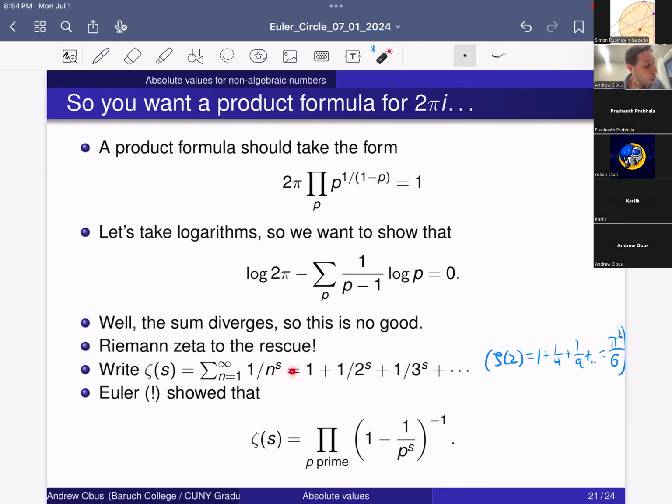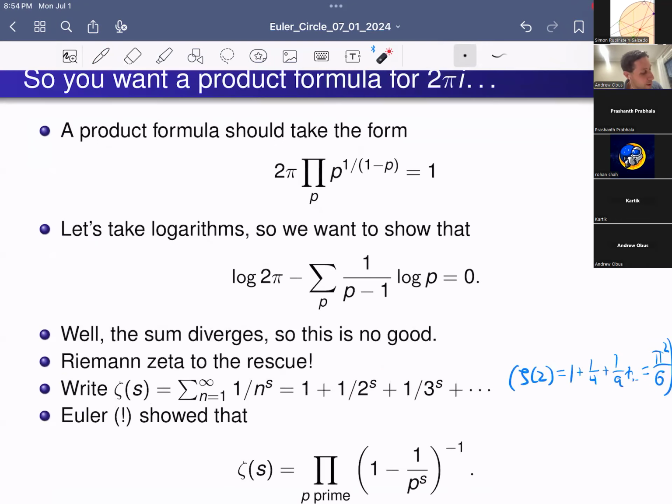If s is equal to 1, this thing diverges. You have 1 plus 1/2 plus 1/3 plus 1/4. It's the harmonic series. This diverges. And you can even make sense of this for s a complex number, okay? So Euler, good to be able to quote Euler in an Euler circle lecture.